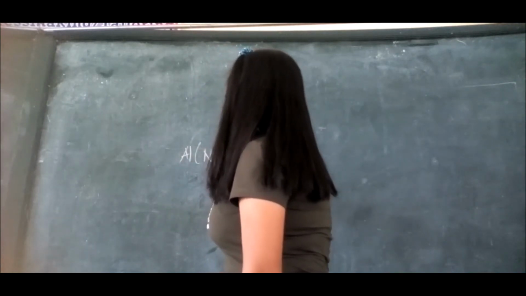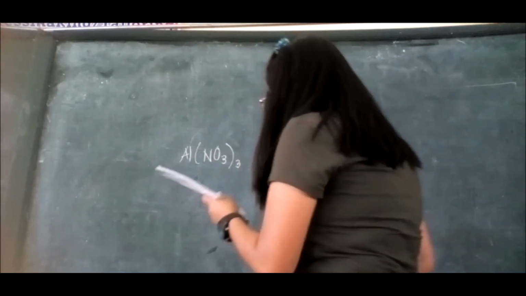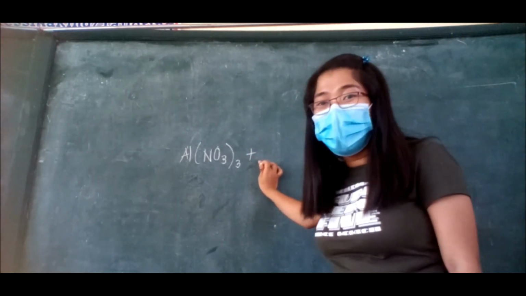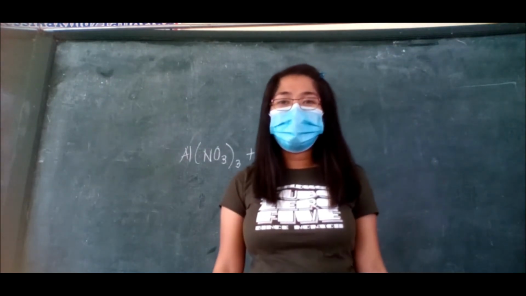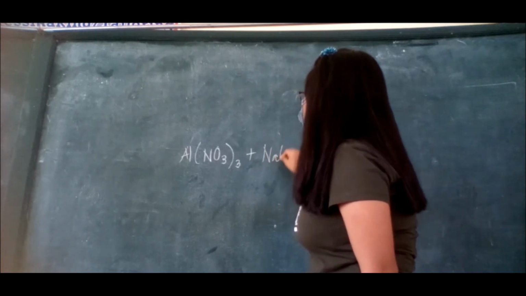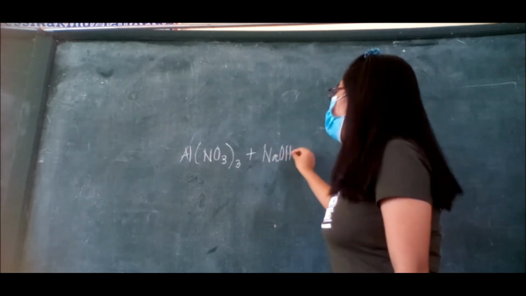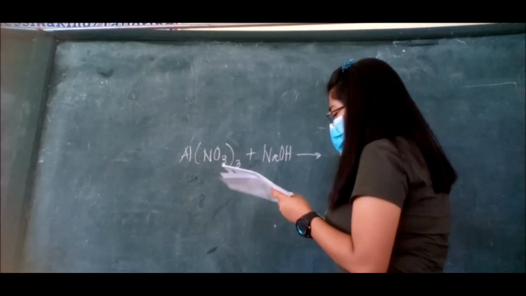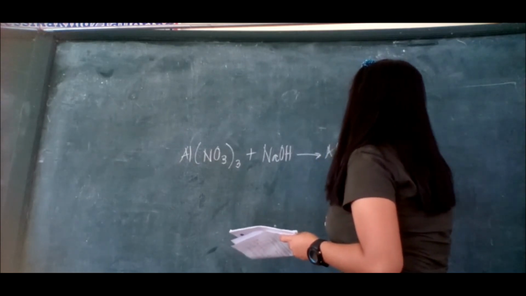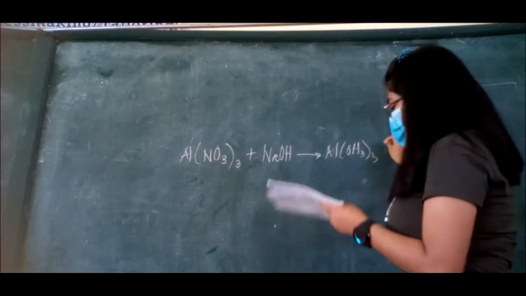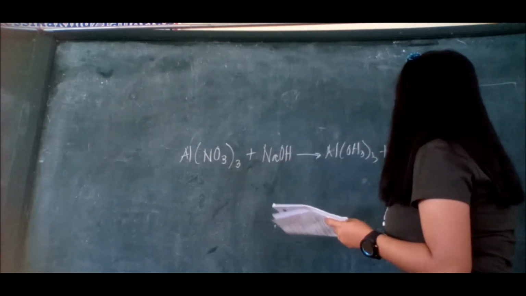Aluminum nitrate reacts with, and by the way, in chemistry, you will not read it as plus. You would simply read it as reacts with sodium hydroxide, written as NaOH, forms aqueous aluminum hydroxide, aluminum hydroxide, and sodium nitrate.